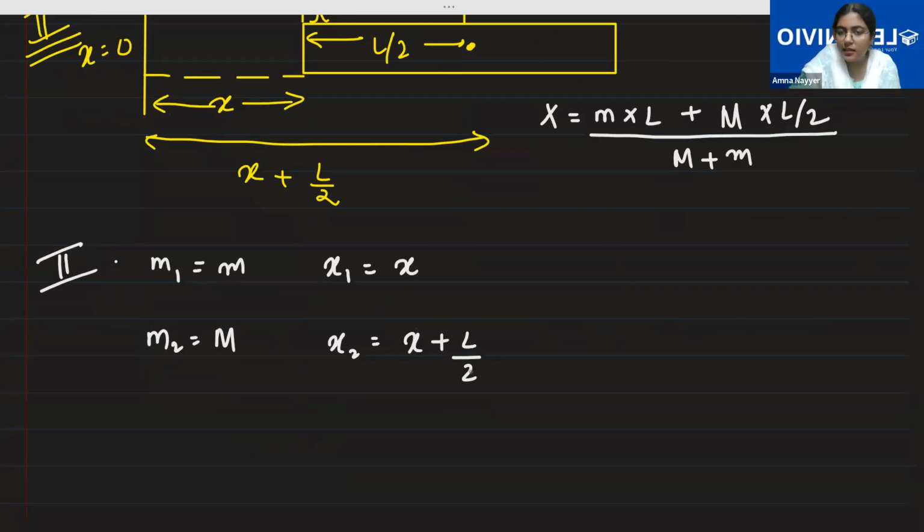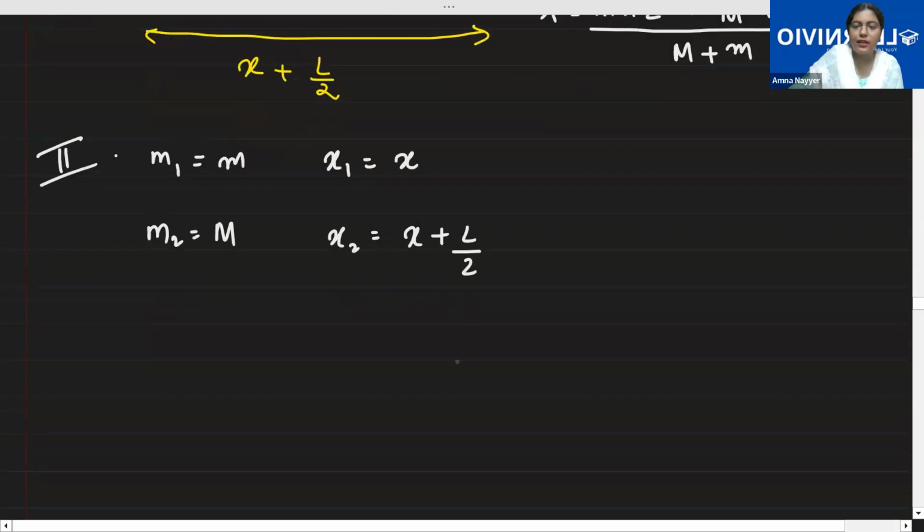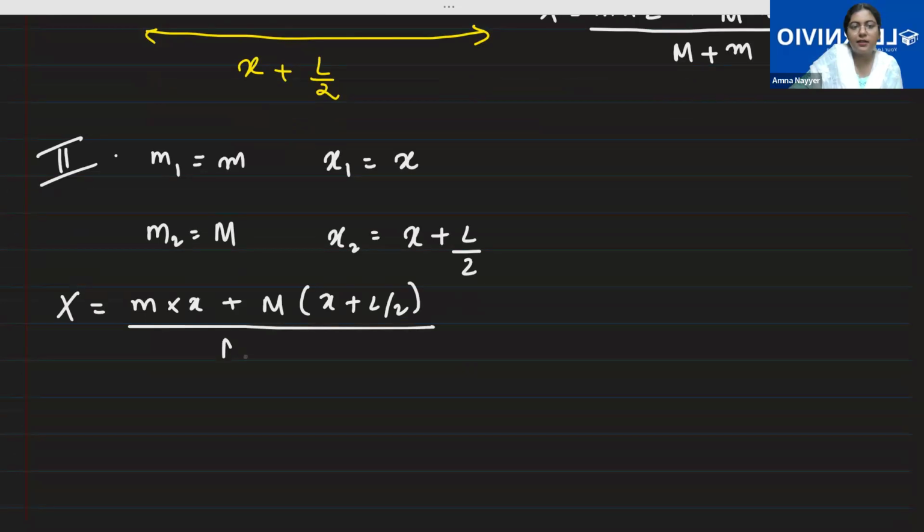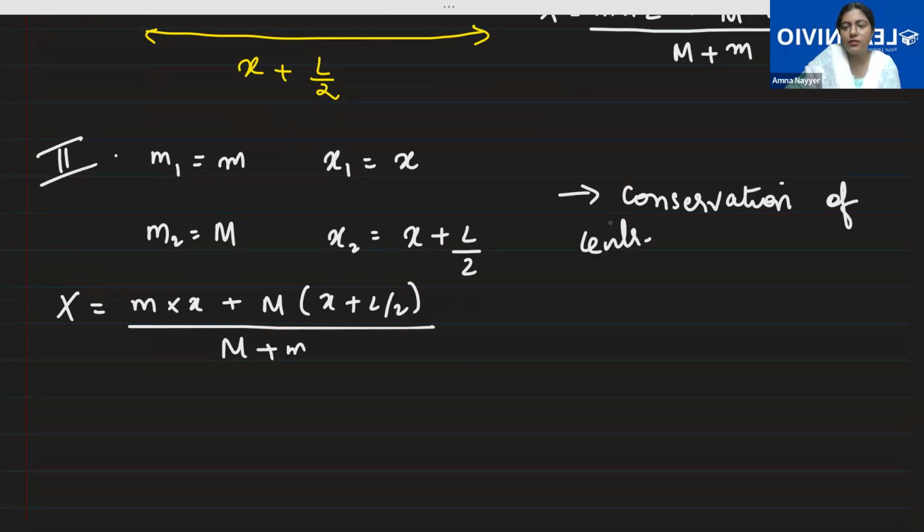Maha, can you try the center of mass? M into X plus capital M into X plus L by 2, by the sum of masses. Yes, correct. Very good. By the sum of masses, m plus small m. Now see, we have the concept of conservation of center of mass.